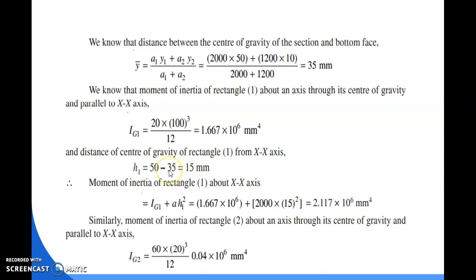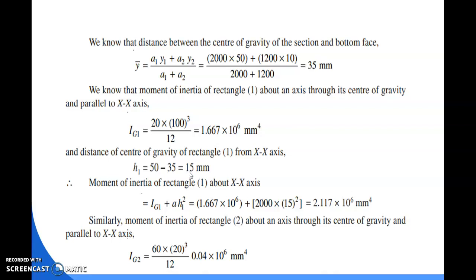Hence the value of h1, that is for section 1 the value of h, is equal to 15. So according to the theorem of parallel axis, the formula will be Ig plus A h1 square. By putting all the values, we will get the moment of inertia for section 1 equal to 2.117 into 10 to the power 6 mm to the power 4.